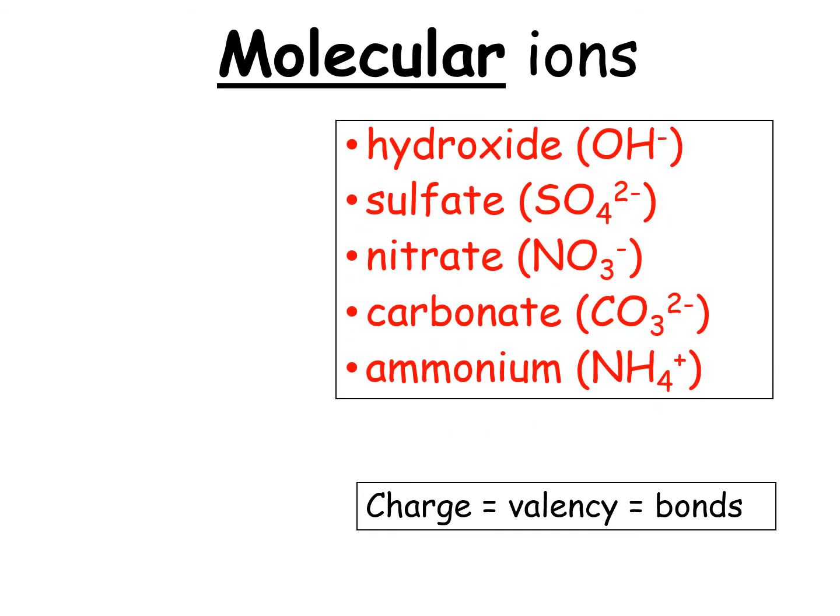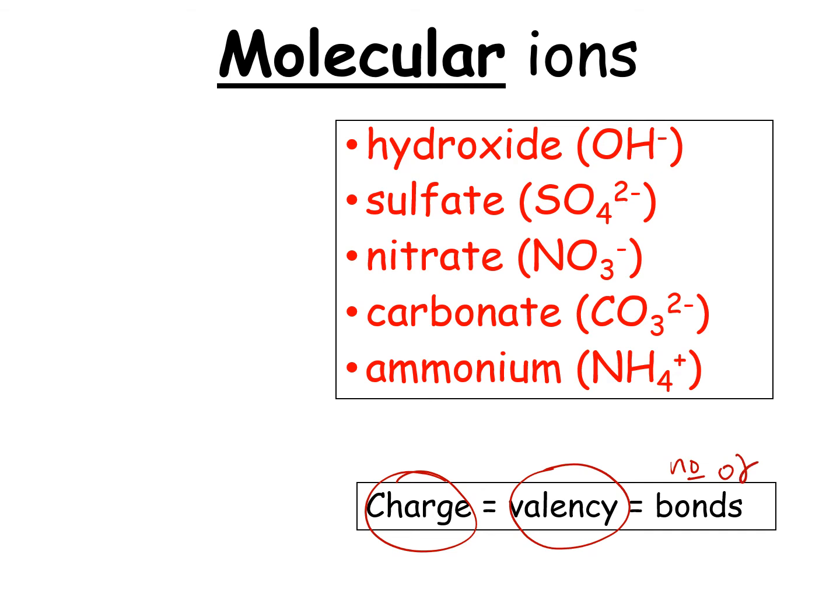Now, to find out the charge for molecular ions, you actually can't do that by looking at the periodic table. You just have to remember it. There's nothing more you can do. Note something I didn't mention before: the charge is equal to the valency, and the valency just tells us the number of bonds that it can form.